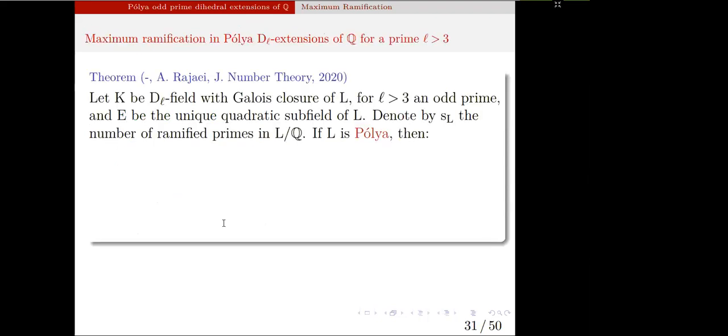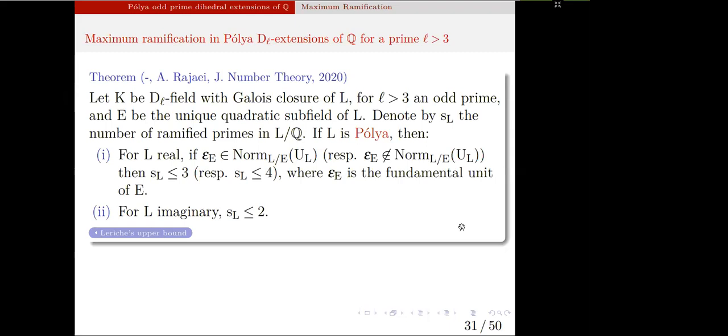And more generally, for a dihedral extension, a D_l extension, or for an odd prime dihedral extension L of Q, where the extension degree of L over Q is 2 times an odd prime, we can find a similar upper bound to the previous one, as you see, but I omitted the proof because it was very similar to the previous one.